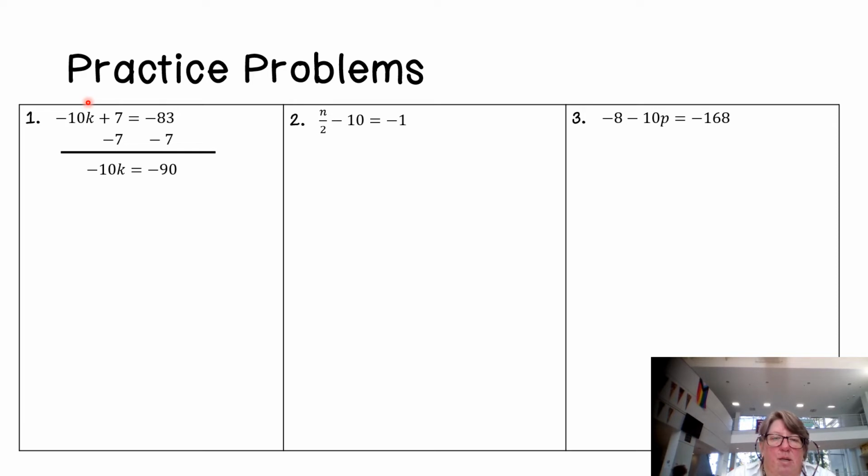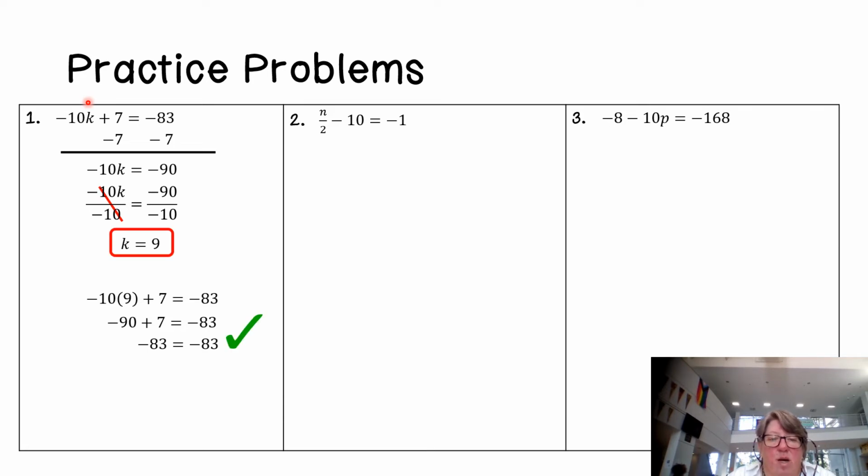Step 2 is get that variable alone. So we're going to divide by the coefficient so that we end up with just the k. So we're going to divide both sides by negative 10. We know that negative 10 divided by negative 10 is a 1. So that leaves just k on the left side, and we have 9 on the right. So that's our possible solution. We're going to put it back into our original equation, and we are going to simplify, and we get a true statement. So we know that our solution is correct. So k equals 9 is our solution.